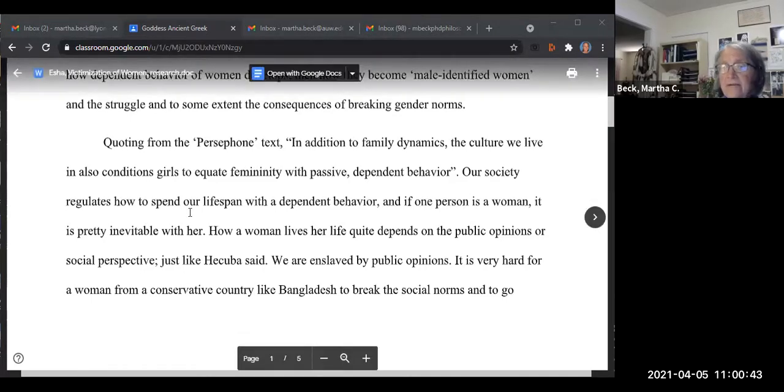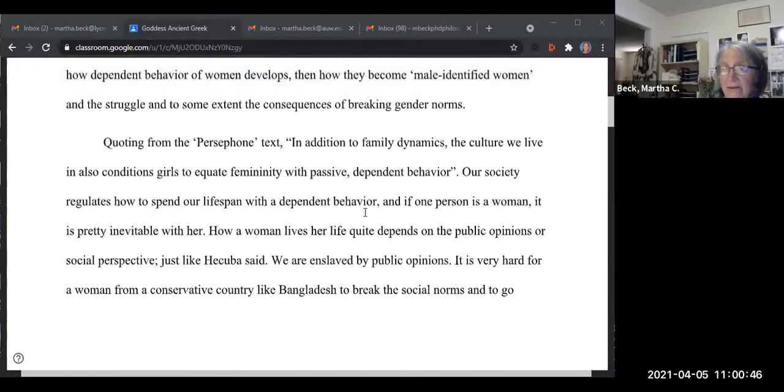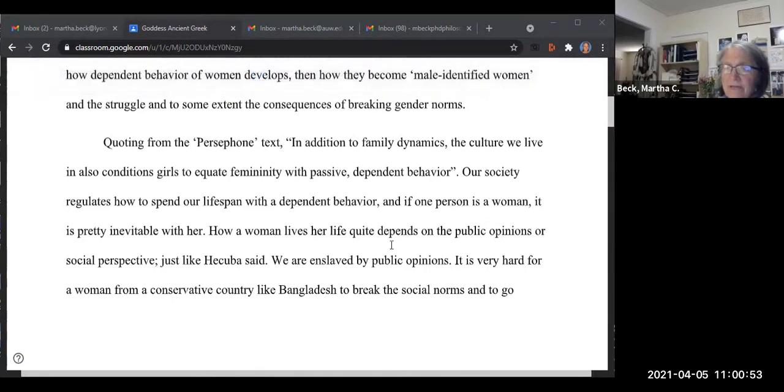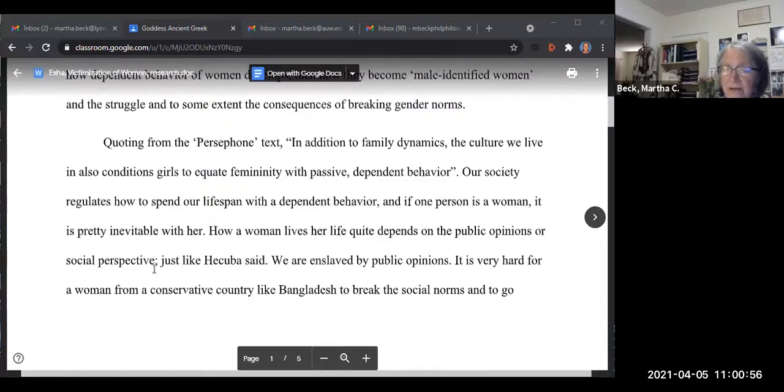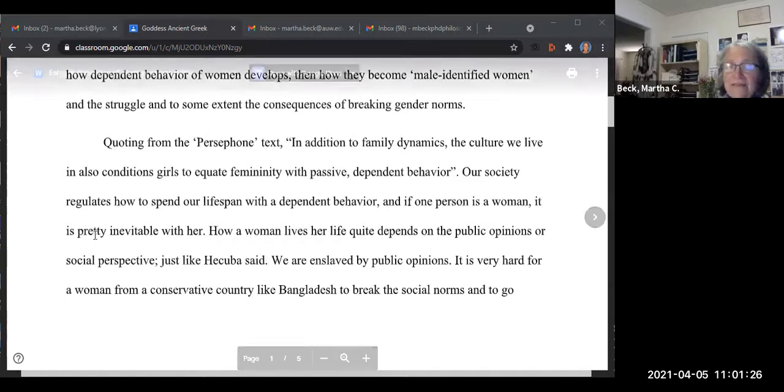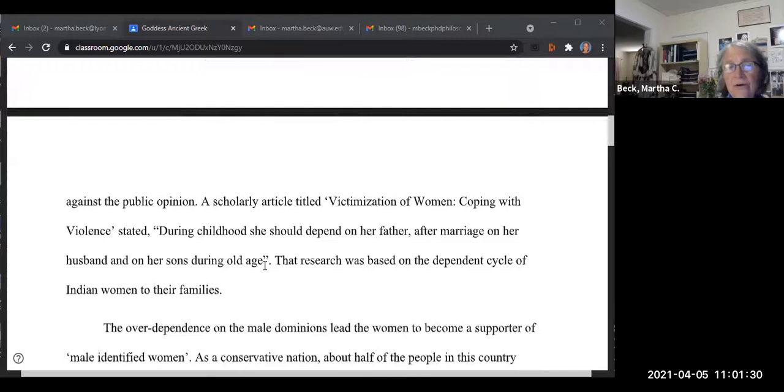Our society regulates how to spend our lifespan with a dependent behavior. If one person is a woman, it's pretty inevitable with her. How a woman lives her life depends on public opinions or social perspective, just like Hecuba said. So starting next time, we're going to start reading the tragedy, and I think I'm going to do Hecuba. So I'll assign that and I'll post it and all that stuff. But if she wants to say, just like Hecuba said, and there is a quote in the play, she doesn't quote it, right? We're enslaved by public opinion. It's very hard.